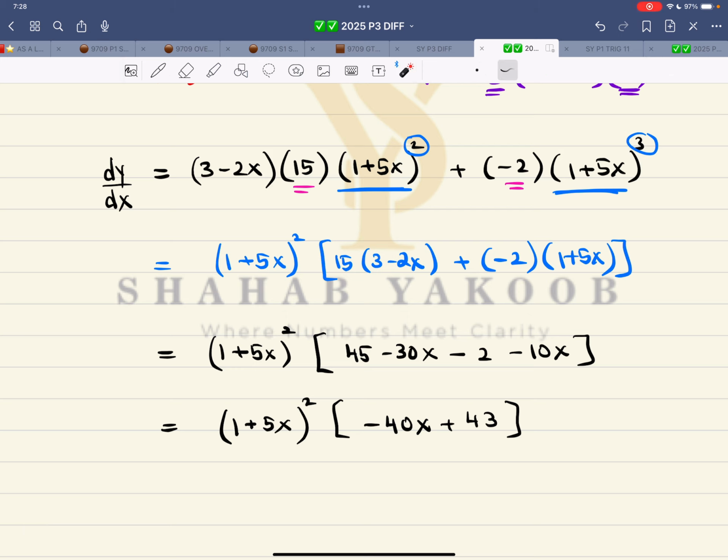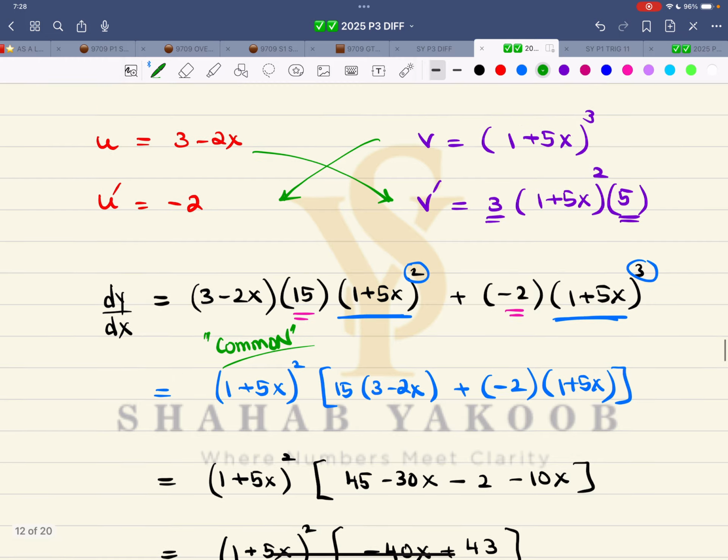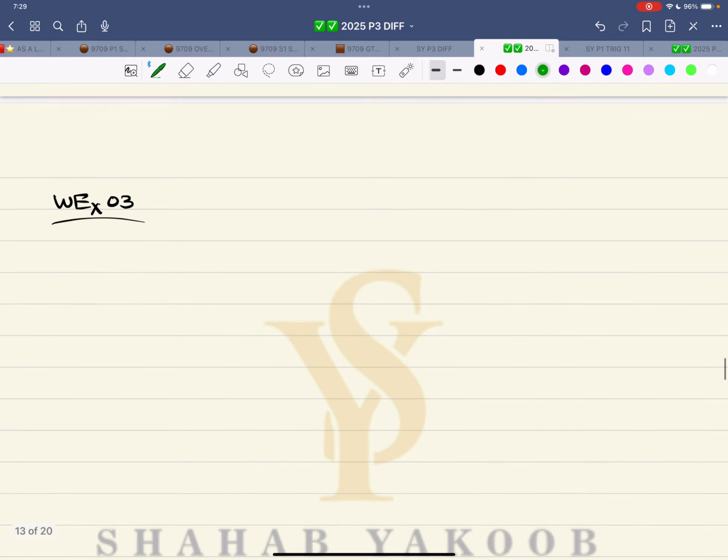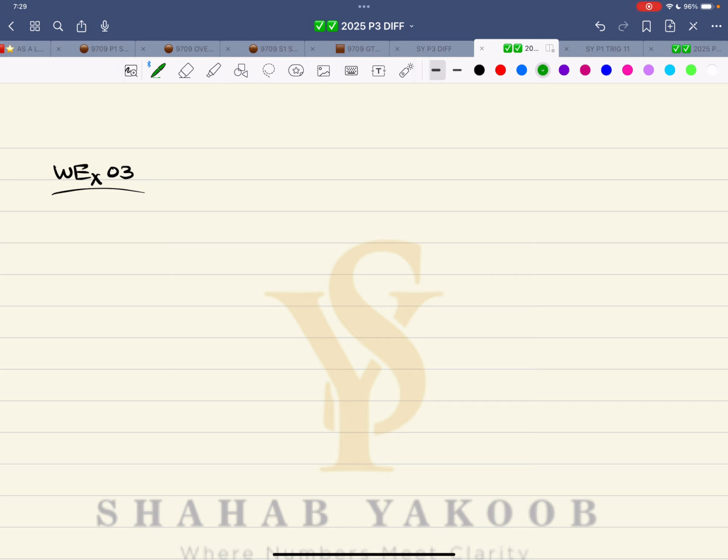So now there was an application of the chain rule, and that leads to taking common. So taking common should always be one of the prime responsibilities in using algebra and things like that. So this is worked example 2. Let me look at worked example 3.